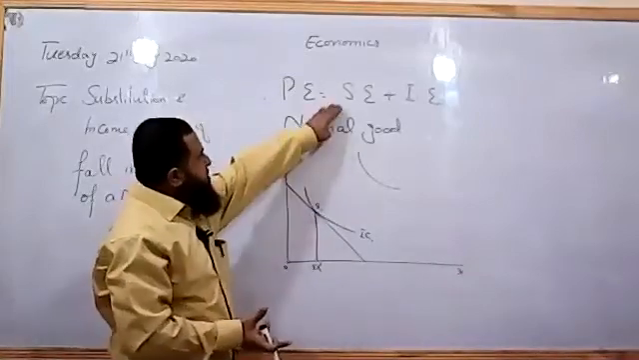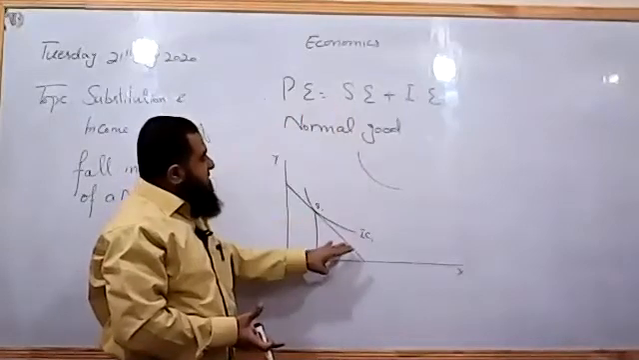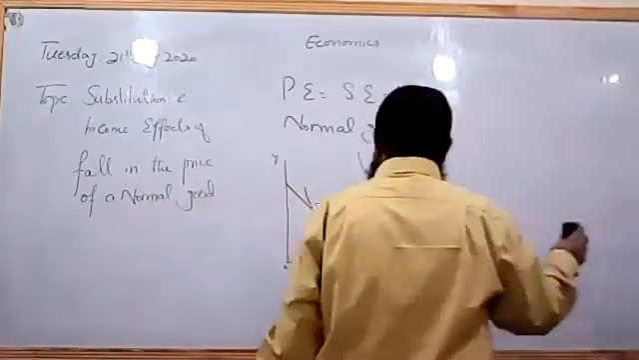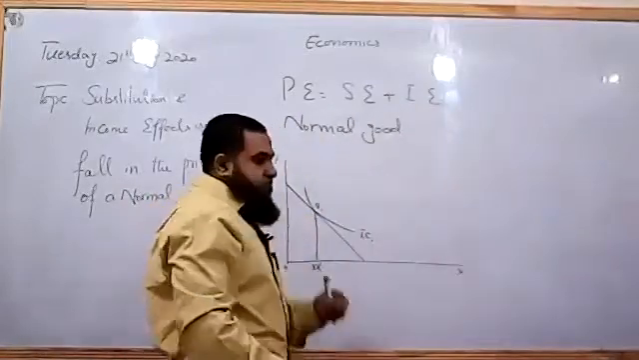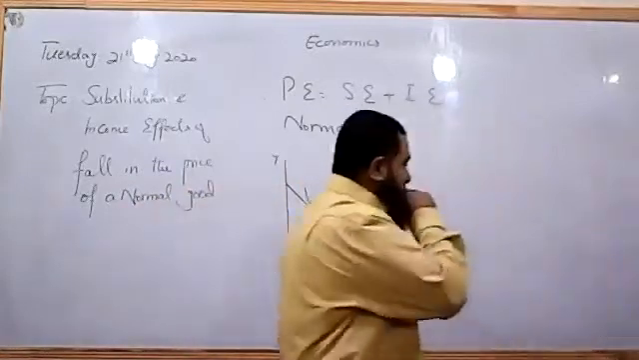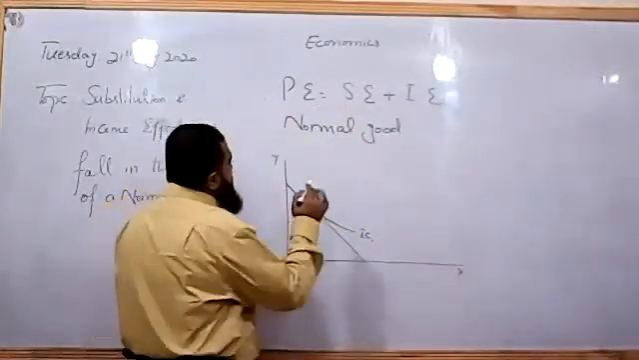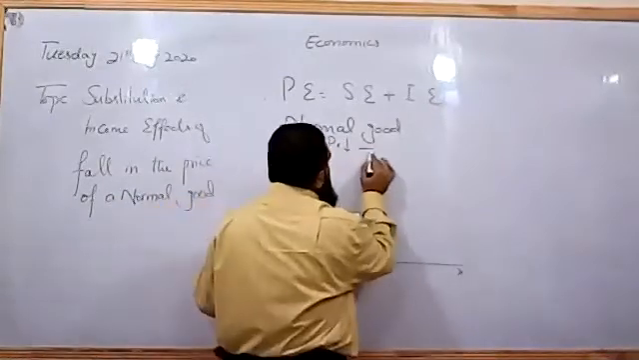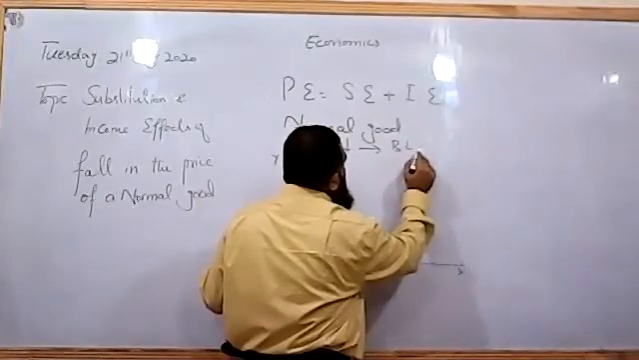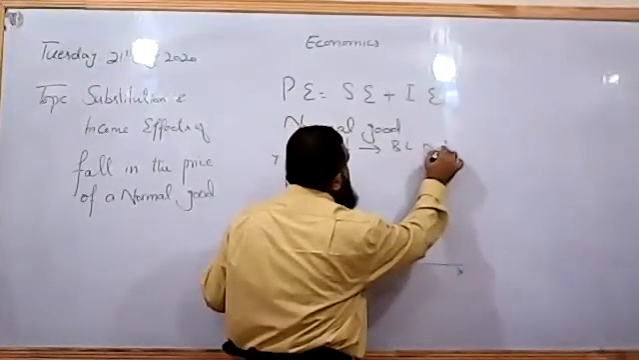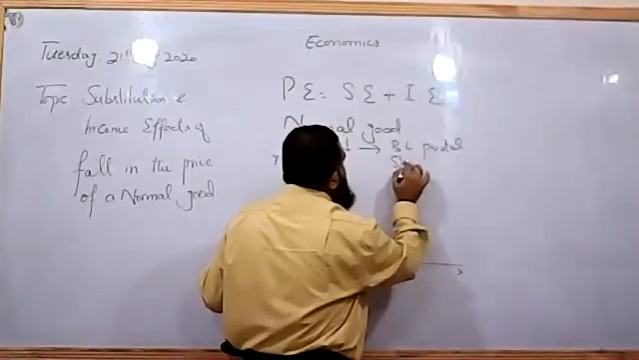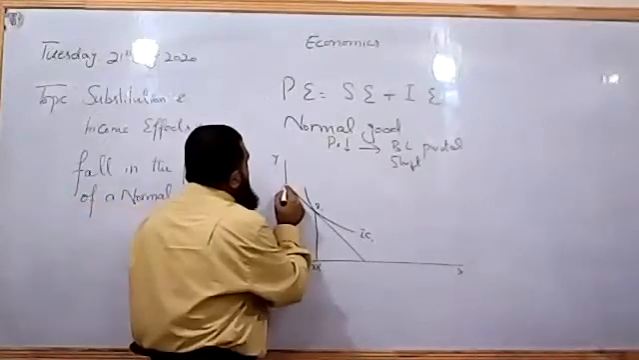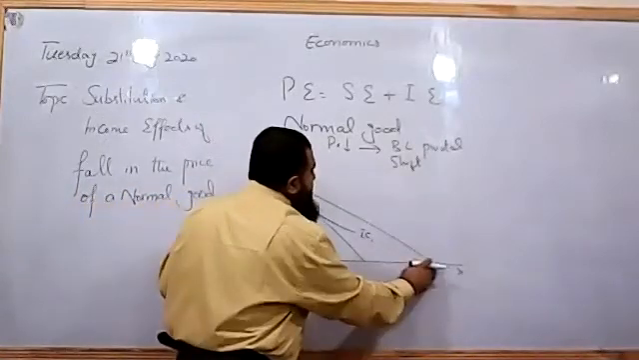What will be the substitution effect of the fall in price of X and the income effect of the fall in price of X? Now, when the price of X decreases, what happens to the budget line? The budget line will have a pivotal shift, a rightward pivotal shift. Now the budget line will make this type of shape.